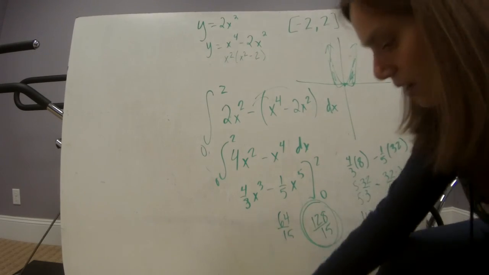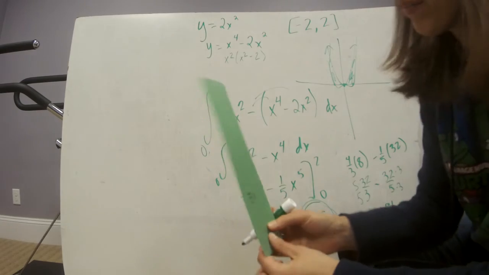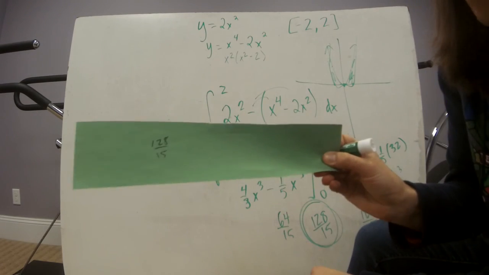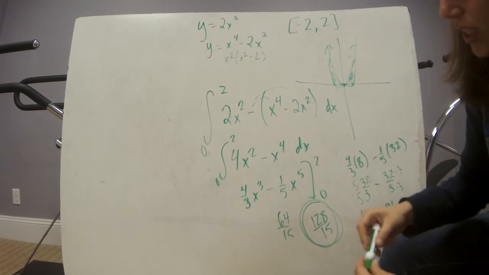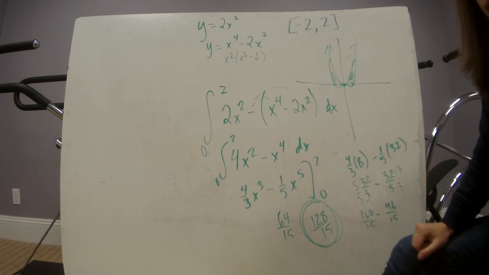The good news is I do have the answer on the back of these because you guys were doing them in class. 128 fifteenths. Feeling good, friends. Feeling good. So that's the green one. Pause it if you need it. So that's the easy one.